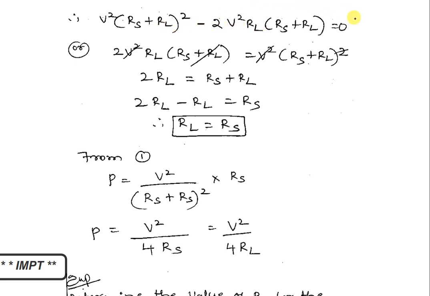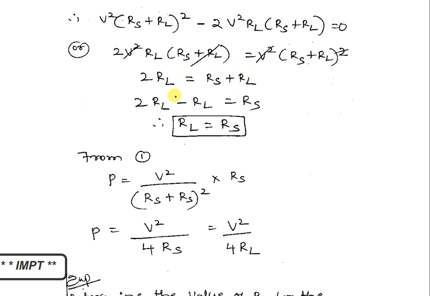You bring this term to the right side. After that, divide throughout by v square on both sides, and by Rs plus RL. Here, if you divide by Rs plus RL, there is only one term, so this will cancel. This is a whole square, so two factors will be there. If you divide throughout, one more term remains here. So if you equate, you'll get 2RL is equal to Rs plus RL.